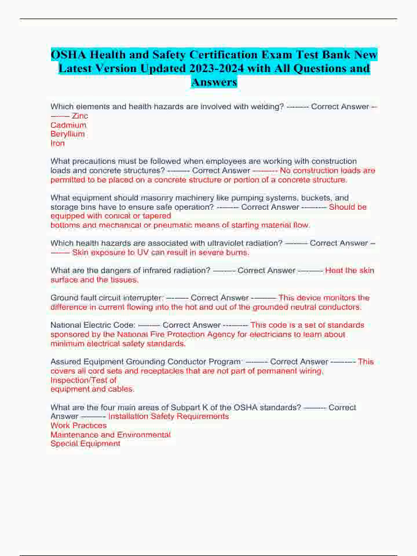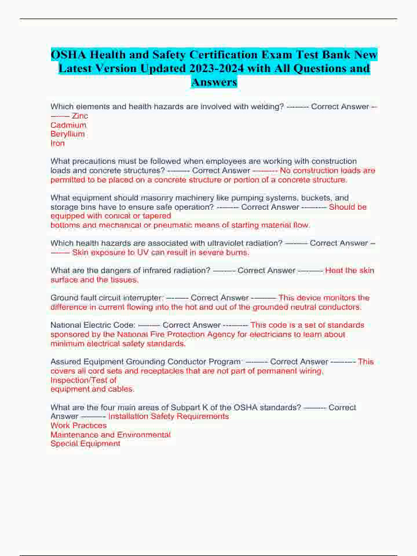Which health hazards are associated with ultraviolet radiation? Correct answer: skin exposure to UV can result in severe burns. What are the dangers of infrared radiation? Correct answer: heat the skin, surface, and the tissues. Ground fault circuit interrupter. Correct answer: this device monitors the difference in current flowing into the hot and out of the grounded neutral conductors. National Electric Code. Correct answer: this code is a set of standards sponsored by the National Fire Protection Agency for electricians to learn about. Minimum electrical safety standards.